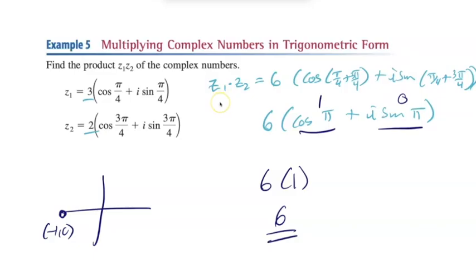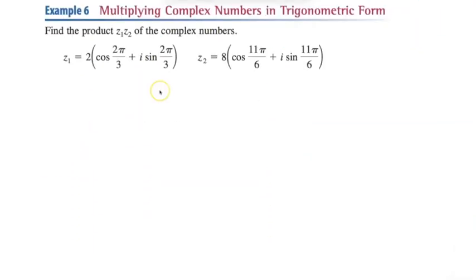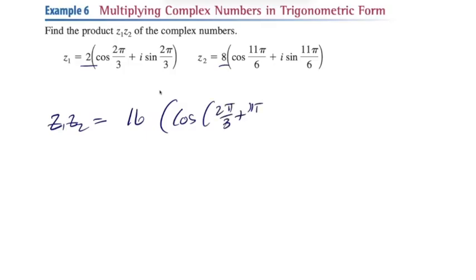But that's how you multiply complex numbers. It's much easier when it's in polar form than when it's not. Another one, we want to multiply z1 times z2. So again, first multiply the 2 and the 8, so we get 16. And then here we're just going to add the angles. 2 pi over 3 plus 11 pi over 6.